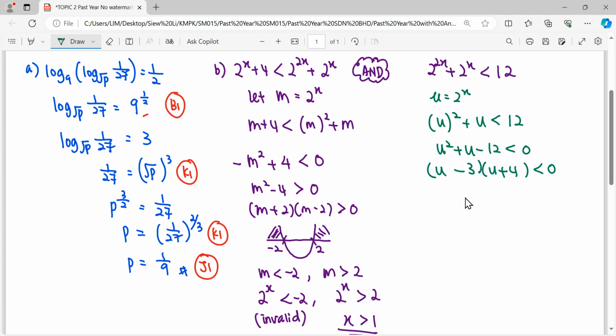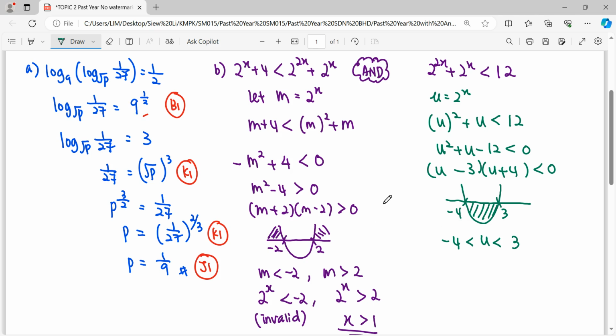So to solve quadratic inequalities, we need our graphing. You can see the roots are negative 4 and 3. We want u less than 0, so it will be in between. Our answer u will be in between negative 4 and 3. So negative 4 is less than u is less than 3.